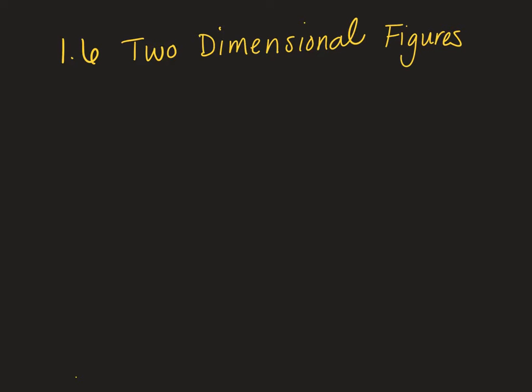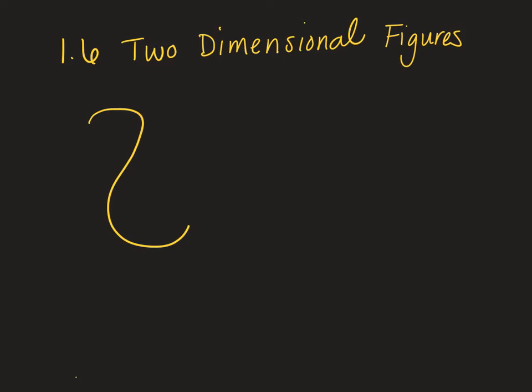Okay, so today's video we're going over section 1.6 on page 31 in your textbook. And it's talking about two-dimensional figures. So the first thing we want to talk about is a simple curve. So a simple curve is something that you draw. It's a continuous set of points that you can draw without lifting up your pencil.